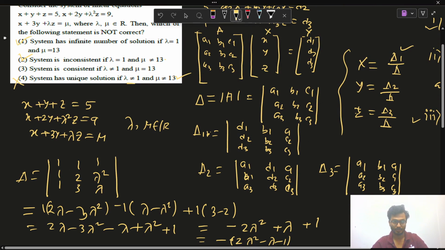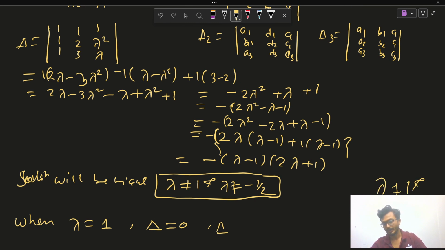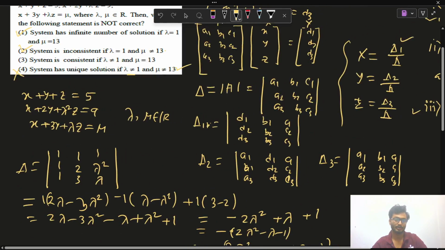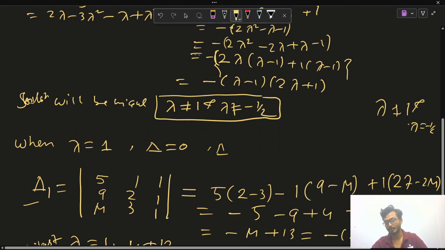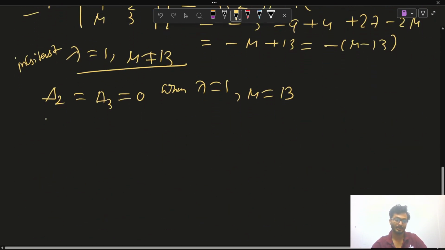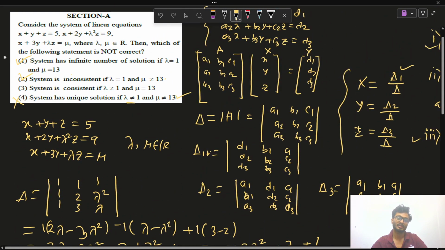And for the case lambda not equals 1: if lambda not equals 1 and lambda not equals minus half, then it will be a unique solution, so it will be consistent, it's okay. This statement is correct.